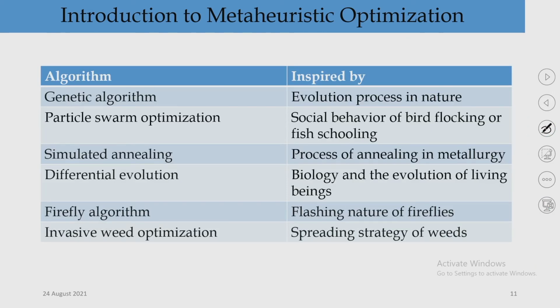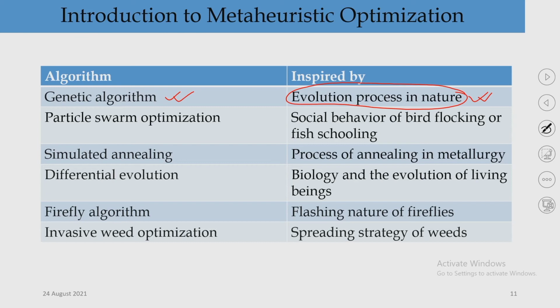Now, some of the meta-heuristic optimization algorithms are the genetic algorithm, inspired by the evolution process in nature. People looked at the evolution process and asked whether it is a random process or a guided process. It is not a random process, and based on that, this algorithm has been derived, and it is working fine in finding the optimal solution of the problem.